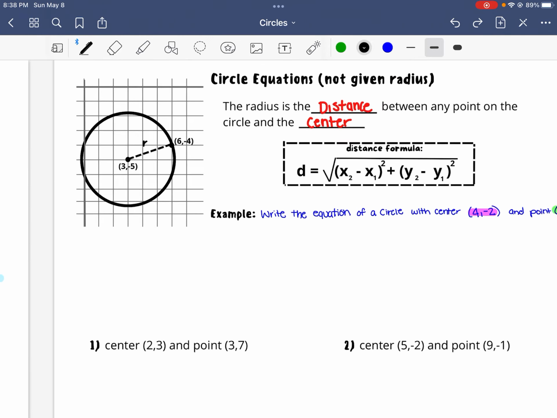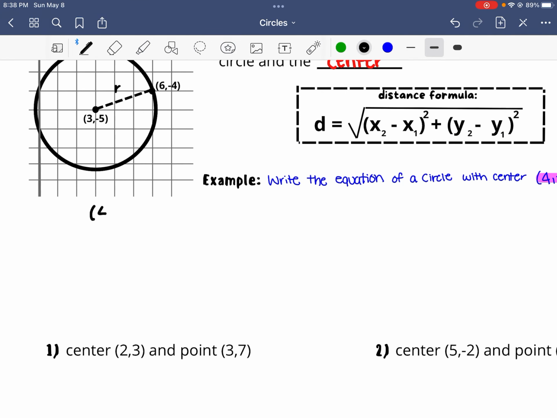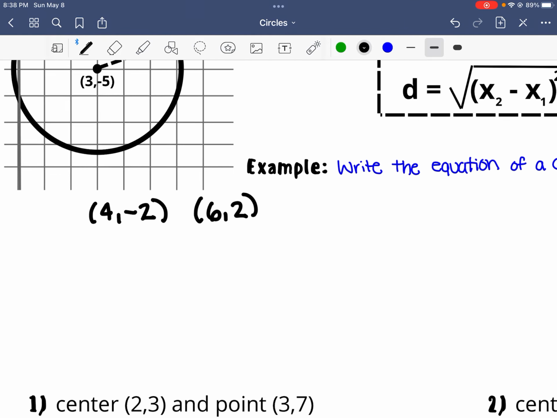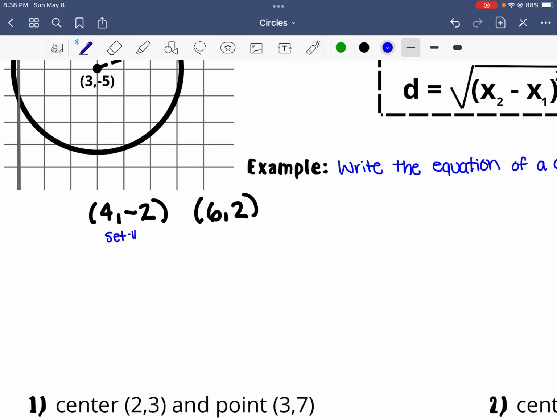So I'm going to write down my 2 points. So I have the point (4, -2), which is my center. And I have (6, 2), if I wrote that correctly. So what I'm going to do now is I'm going to choose which one's going to be my first set of points and which one's going to be my second one, okay? So maybe right here I'll put point number 1 or set number 1. And this will be set number 2. It does not matter which order you choose these sets as long as you are consistent, okay?